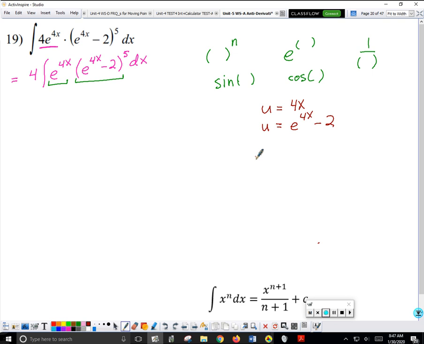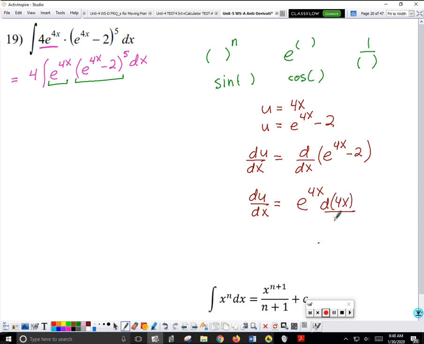And pay attention to this symbol. This says dx. So when I go here, I'm going to take the derivative of this in terms of x. So I'm going to go d over dx of u, and then d over dx of e to the 4x minus 2. This side I can't really do anything with, so that's just du over dx. This side I can. The derivative of e to the something is e to the something multiplied by the derivative of that something. Review from last semester. The derivative of 2 would be 0.